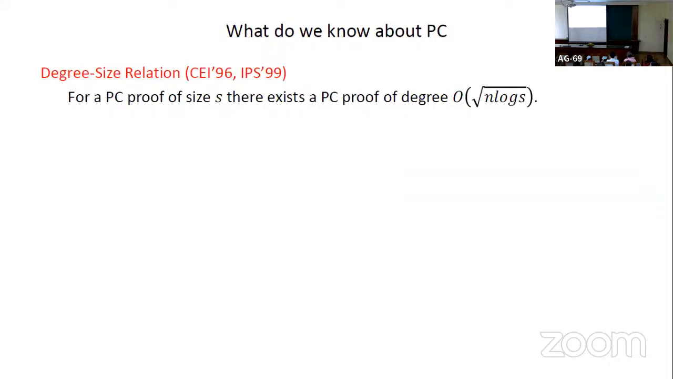One of the important things that we know about PC is that there exists this degree-size relation, which says that if you have a small size proof, then you can derive a small degree proof out of it. If you have an S-size proof, you can derive a degree square root of n log S proof out of it. Okay, so this is a nice result because now this gives us a way to prove size lower bounds. If you can prove a degree lower bound, you get a size lower bound. A sufficiently strong degree lower bound will imply a size lower bound, right?